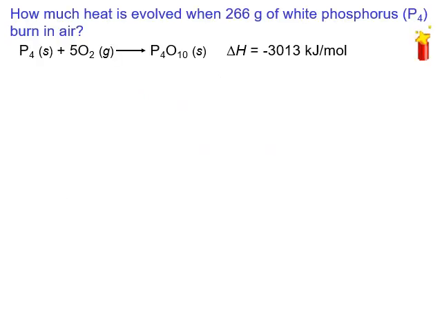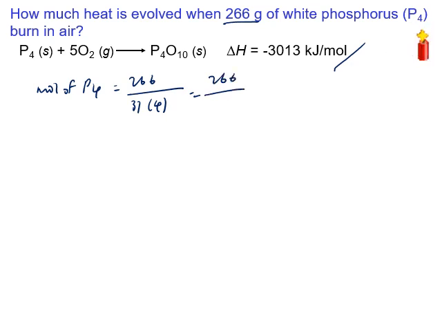Right, next look at another example. How much heat is evolved when 266 gram of P4 burns in air? And then we have the thermochemical equation. So we start with the 266 gram. So first we find the mole of P4. So we have 266, take the mass, divide by molar mass. Phosphorus is 31, so you times 4. So it's 266 over 124. So calculate, we get 2.15 mole. Right, here we get 1 mark.